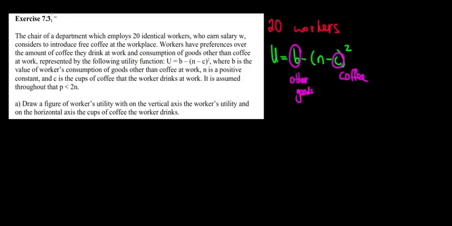Let's have a look at question 3 in this video. So we have a department which employs 20 workers and they earn a salary W. And this department wants to give free coffee at work. Now, there is a utility of the workers depending on that coffee.